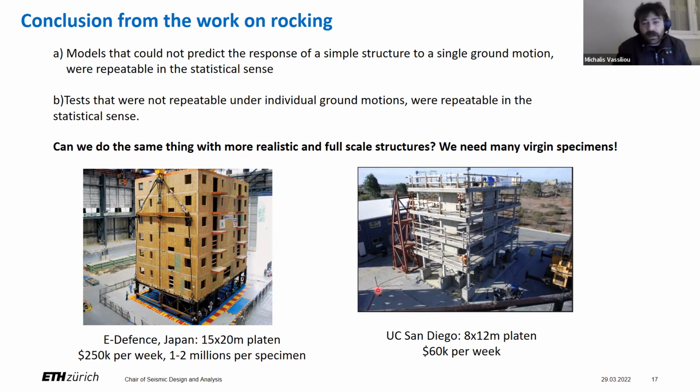Now, E-Defense in Japan, which is the largest shake table in the globe, charges around 2 million to test a 4-story building at full scale, just for one test. And we won't say 100. So this will not work at full scale. Actually, at full scale, it is already a huge thing to do simply one test, not 100 tests. You see San Diego, the prices are okay, a bit cheaper, but the shake table is not that large. Anyways, this shows that doing multiple tests at full scale is out of the question.